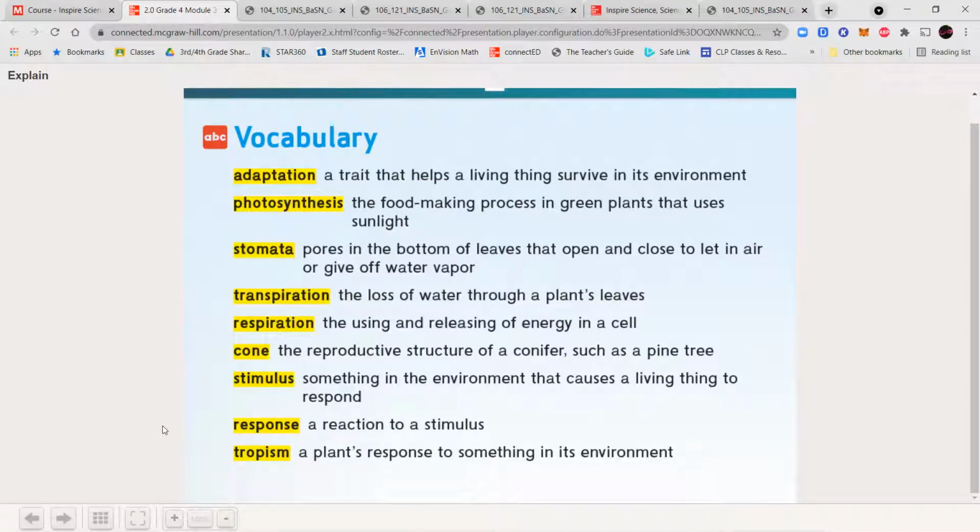Now, tropisms are really interesting. We're going to learn about a couple different kinds of tropisms. A tropism is a plant's response to something in its environment, either how it's reacting or responding to sunlight, to water, to gravity, to being touched or stimulated by something outside of its environment.